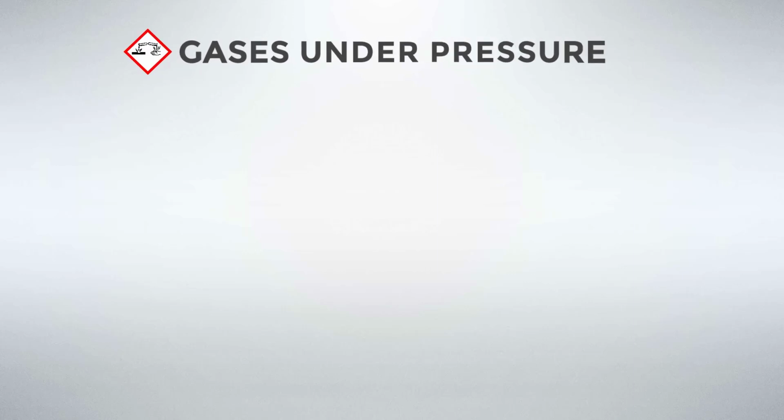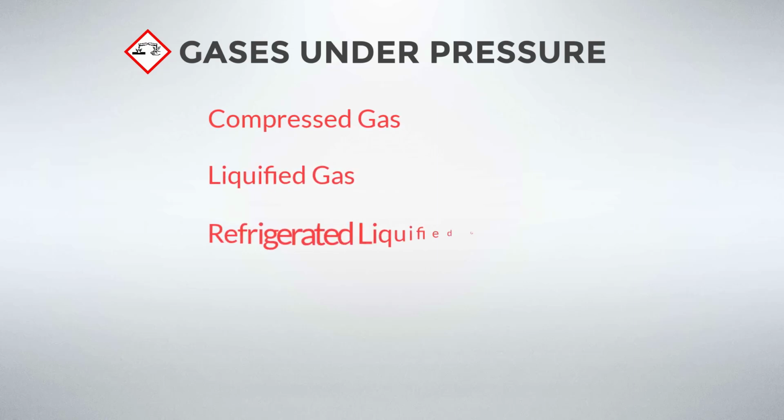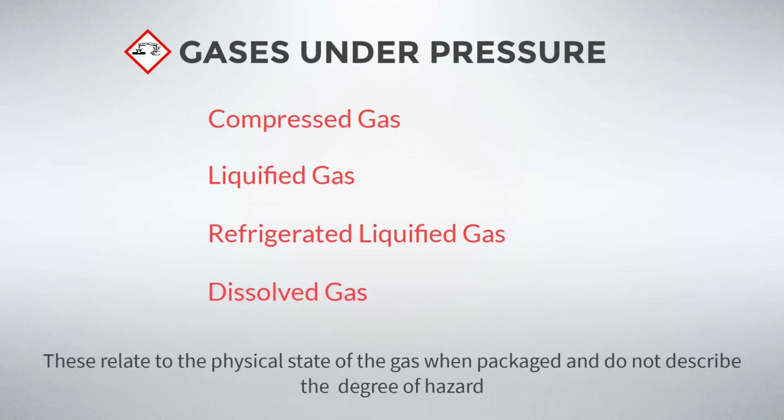For example, for the gases under pressure hazard class, the hazard categories are compressed gas, liquefied gas, refrigerated liquefied gas, and dissolved gas. These classes relate to the physical state of the gas when packaged and do not describe the degree of hazard.